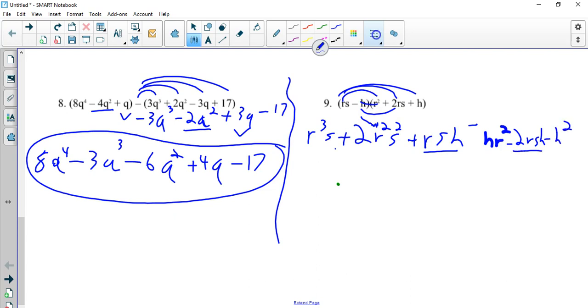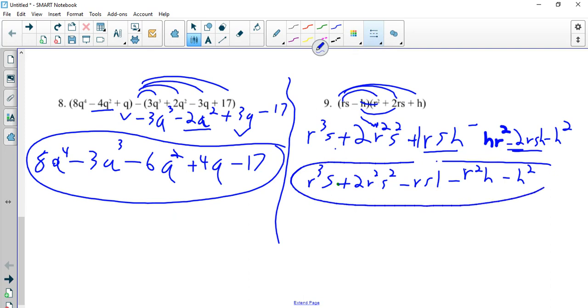And these two are the only two that are going to actually join together. So I have my r cubed s plus 2r squared s squared minus rsh, 1 minus 2, minus r squared h, sorry, I should have put it in alphabetical order, I wrote hr squared. R squared h minus h squared. And again, it doesn't matter. It's just a good habit to get into writing them all in the same order.